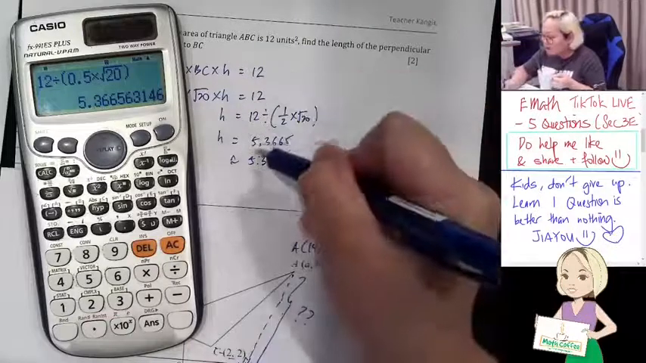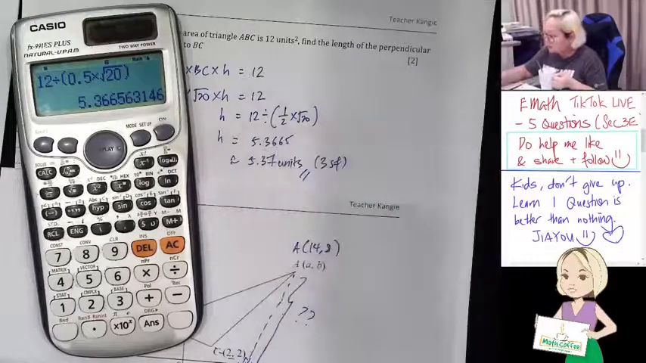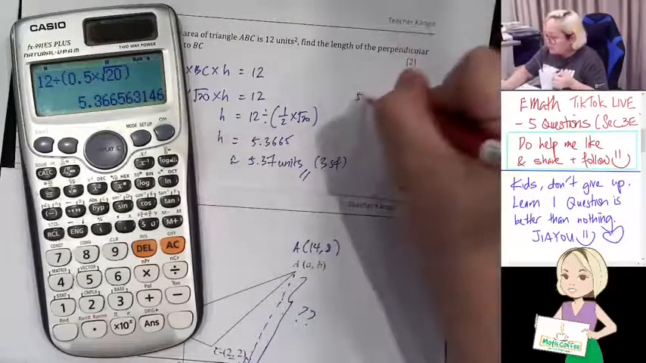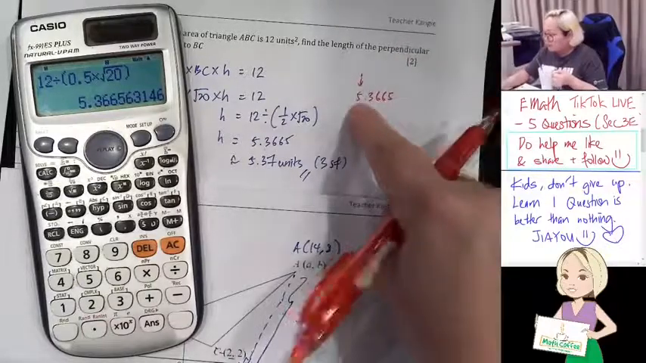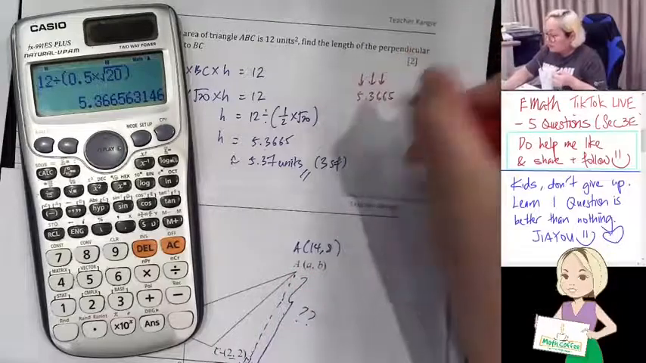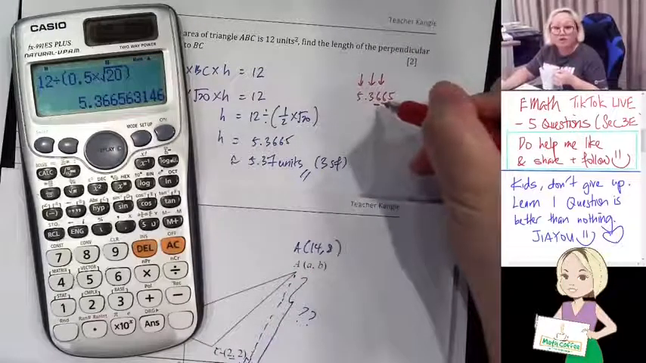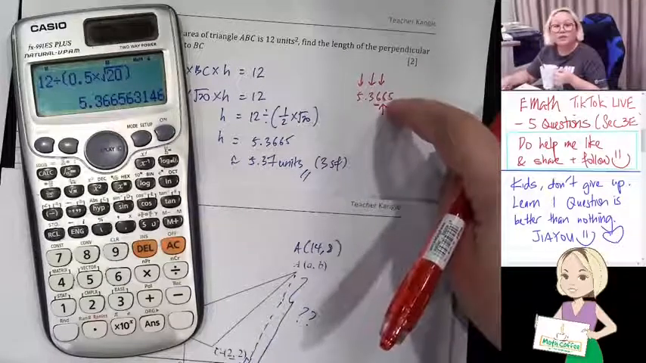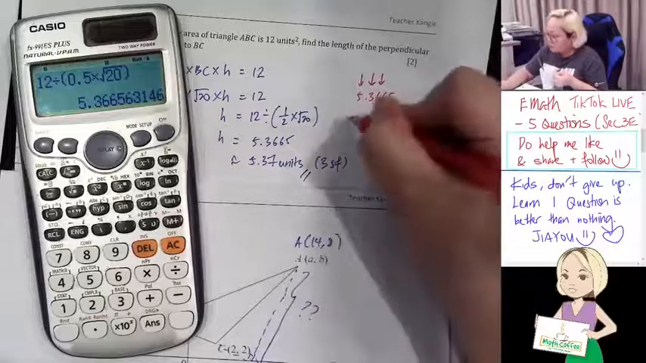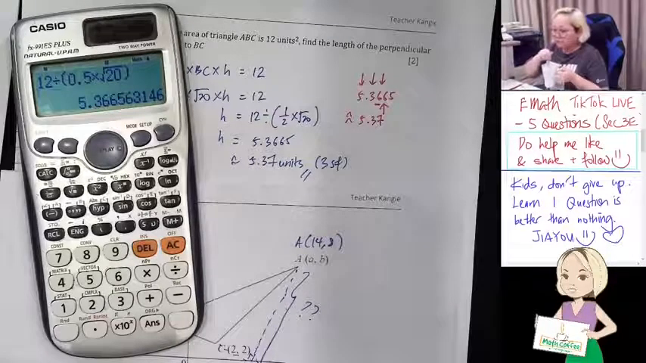Because 5 is the first SF. Second and third, I write here 5.3665. This 5 is already the first SF, so this is the second, this is the third SF. You are supposed to decide whether to keep the 6 or change the 6. What decides? Look at this number. This 6 tells me that I need to round this up. That's why it becomes 5.37. Okay?